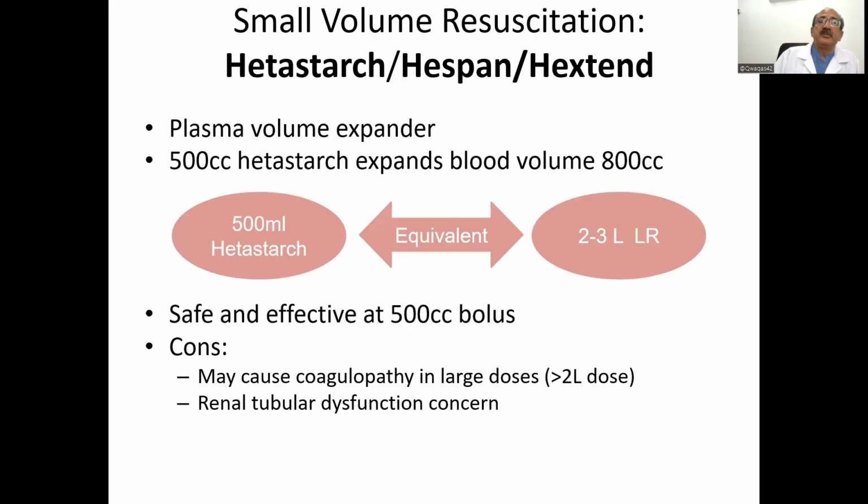So small volume resuscitation can be done by plasma volume expanders. There are different plasma volume expanders available in the market. 500 ml is equivalent to 2 to 3 liters of Ringer lactate, but one should not exceed 1.5 liters or a maximum of 2 liters, because it can affect coagulation.